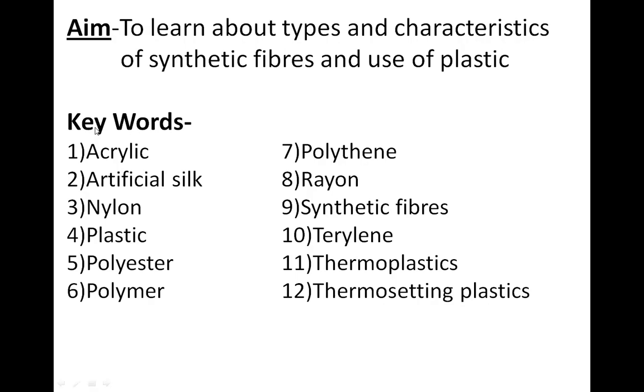Next, write down the keywords of your lesson. The first one is acrylic. One by one, write down. There are 12 keywords. Without mistakes, write the proper spelling and in good handwriting. First one is acrylic. Second one is artificial silk.